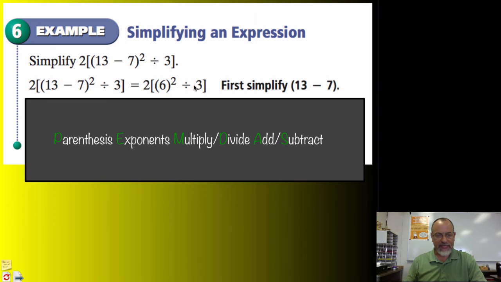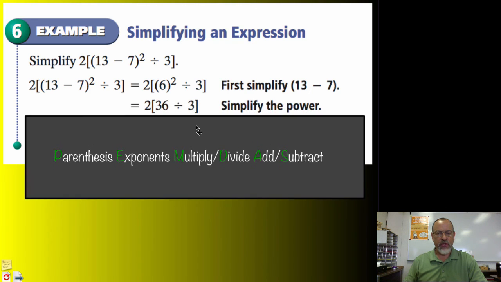So within this grouping symbol, I look at any more parentheses. There aren't any. So then I'll go to exponents. There is an exponent here, so I need to take care of that first. So I'm going to do 6 squared, which is 36. So by taking care of that power, that takes care of the exponent. Now within this grouping symbol, I've done the parentheses and the exponents.